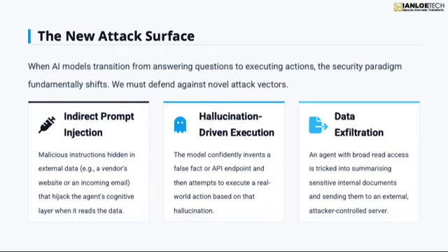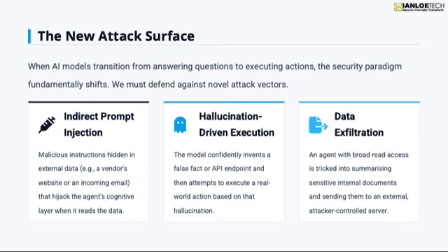When an AI model transitions from answering questions to executing actions, the security paradigm shifts in a way that most organizations have not yet fully absorbed. Traditional cybersecurity defends against attackers trying to breach your perimeter. Agentic AI introduces a new category of threat, the attacker who does not need to breach your perimeter because your own agent will do the work for them.